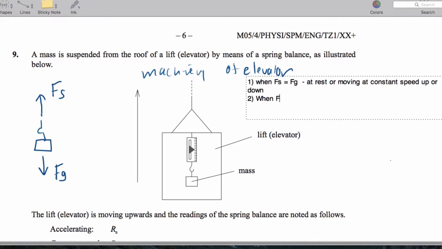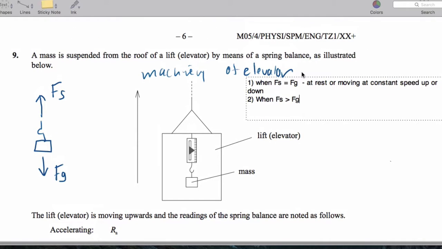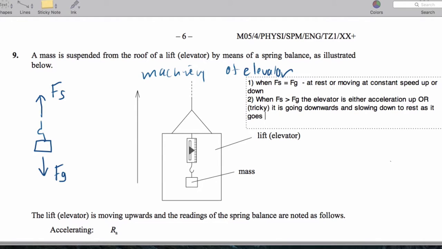When Fs is bigger than Fg. Now, I'm calling it the spring force. They're going to give it a different name, I'm sure, and we'll look at that in a second. So when Fs is greater than Fg, the elevator is either accelerating up, that's easy, or, and this is the tricky one, it is going downwards and slowing down to rest as it goes downwards.